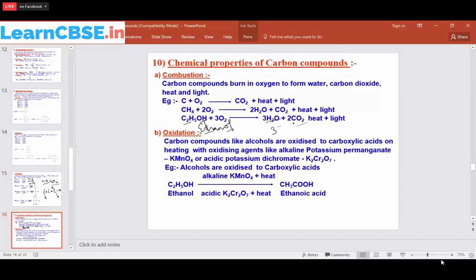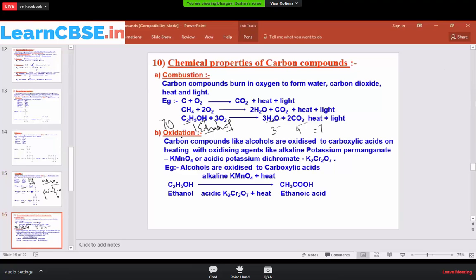So here 3 oxygen and 4 oxygen, so totally 7 oxygen atoms are present. So here we have to place 3 O2 and one more oxygen is present over here. So this is a 6 over here and this is a 1. So totally 7 oxygen atoms are present. So now we have balanced the equation.